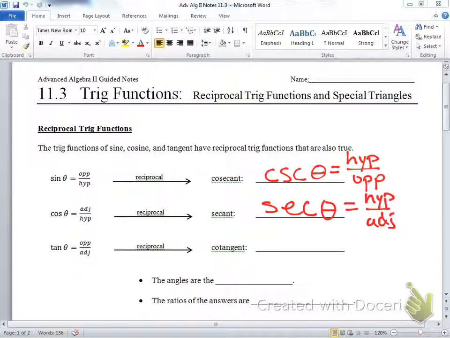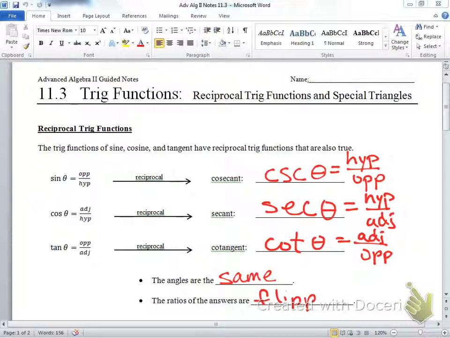So cotangent, you would just flip the ratio. So now it's adjacent over opposite. Okay? So when you go from tangent to cotangent, you don't change the angle at all. The angles stay the same, but the ratio gets flipped.